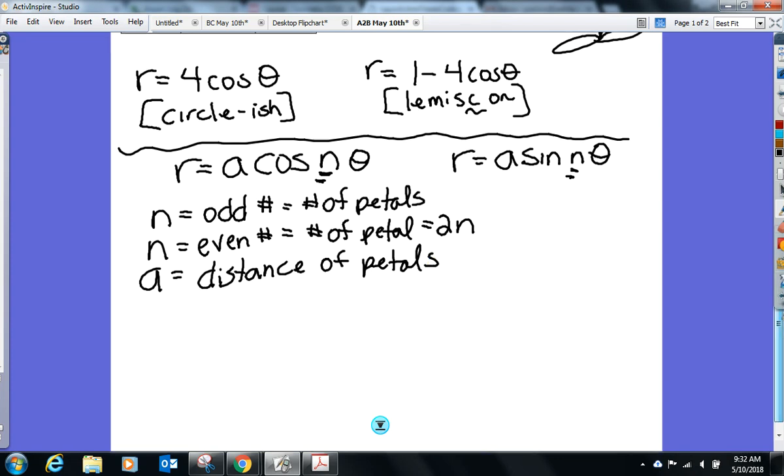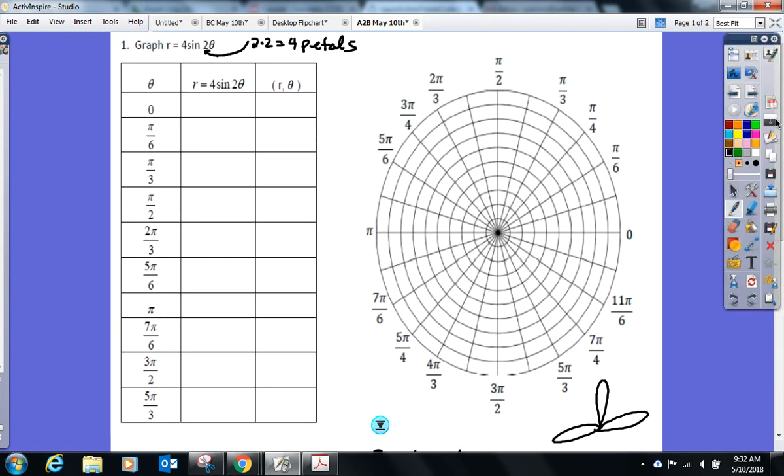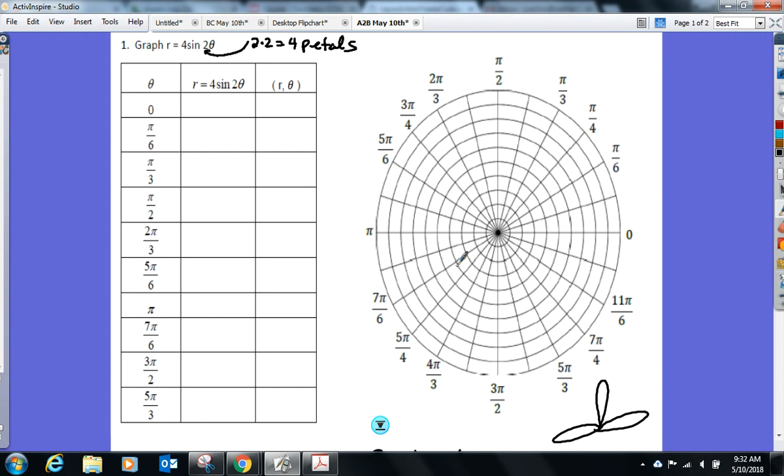What's the A value up here for the one we're about to graph in a couple of minutes? 4. So that means every petal will go out to 1, 2, 3, 4, somewhere around here. That's how far it'll go out, every petal. So this will be 4, 4, 4 in a second. It'll go out to 4. Okay? We okay?